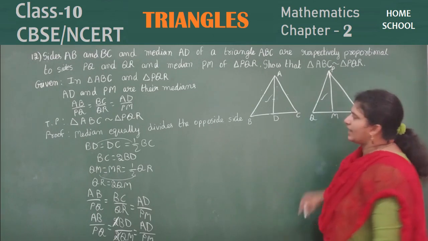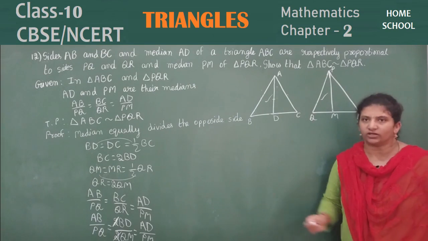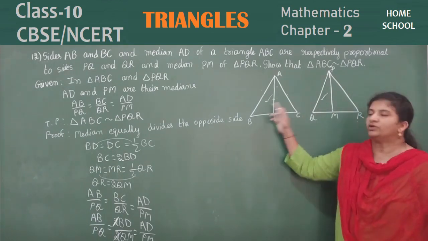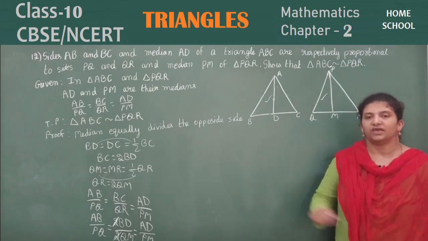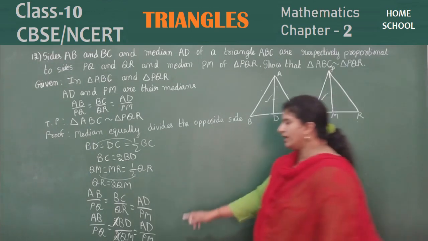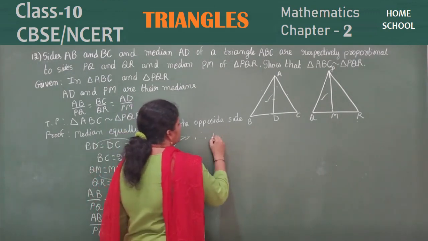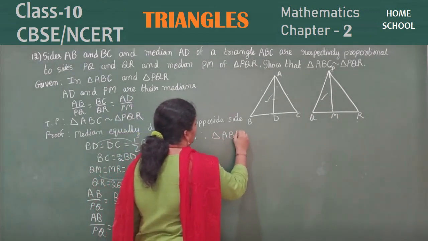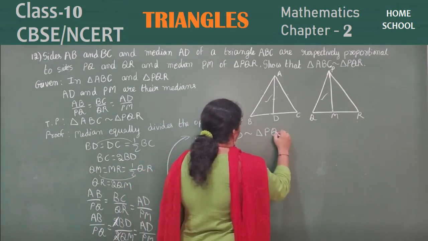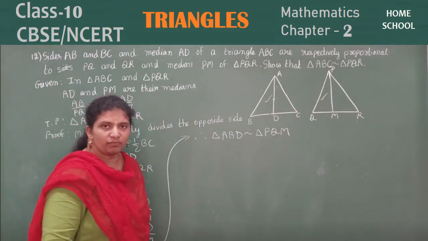Means these two triangles, the corresponding sides are in proportion, we got. If these two triangles' sides are in proportion, what can I say? The two triangles are similar. If these sides are in proportion, the two triangles are similar. So what I can say here, children? Therefore, triangle ABD is similar to triangle PQM. Okay, these ratios are in proportion.